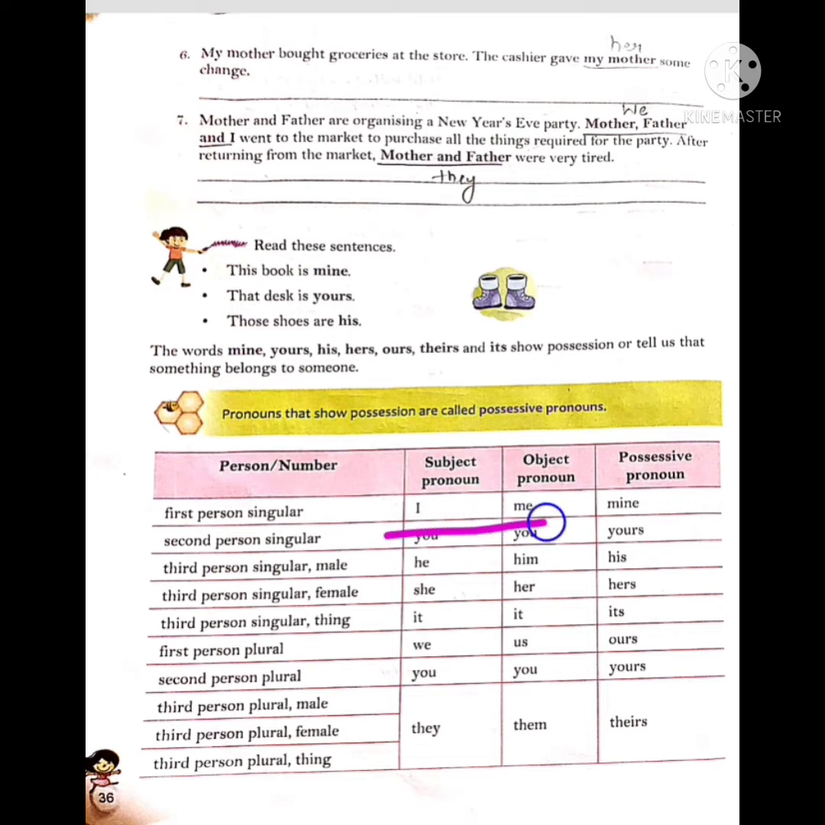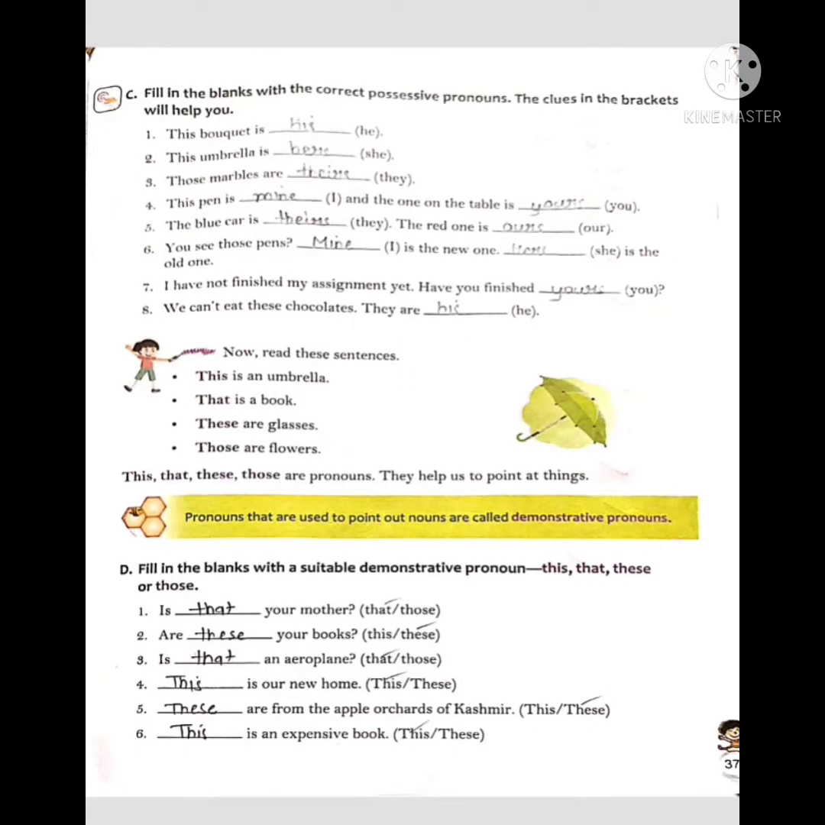If there is a first person and singular, we use mine, and for the second person we use yours, and for the third person, if male, he, him, his. Okay. She, her, hers. It, its. And for the plural one, we, us, ours. You, yours. They, them, theirs. Okay. So you have to remember it. Let's solve some exercise related to this.